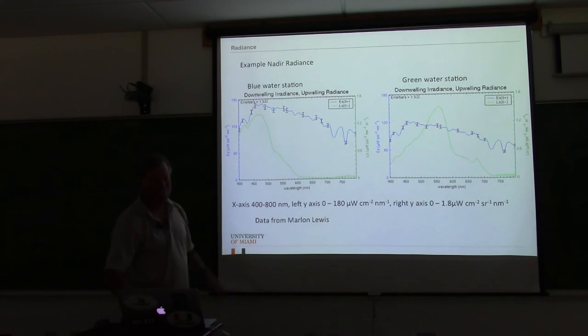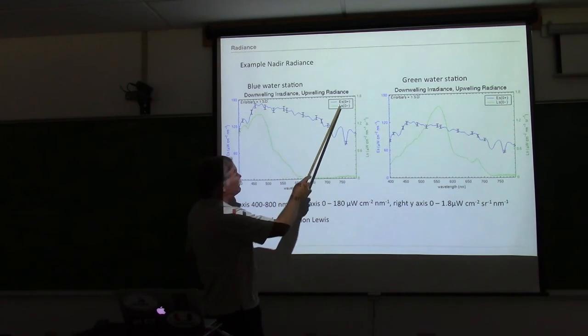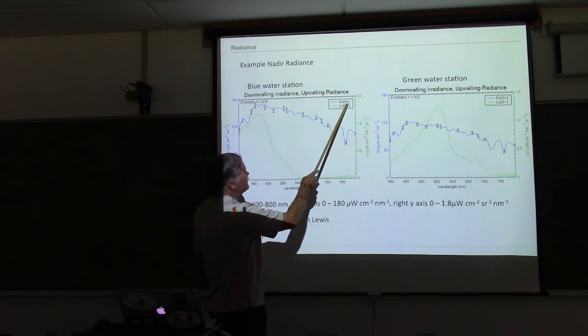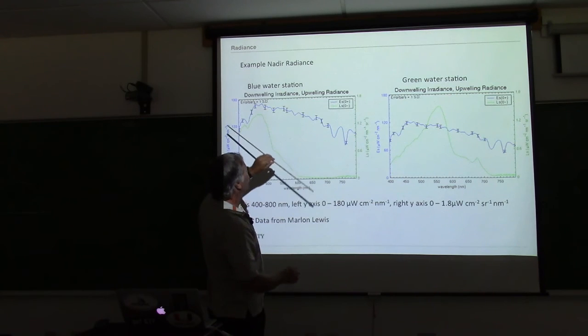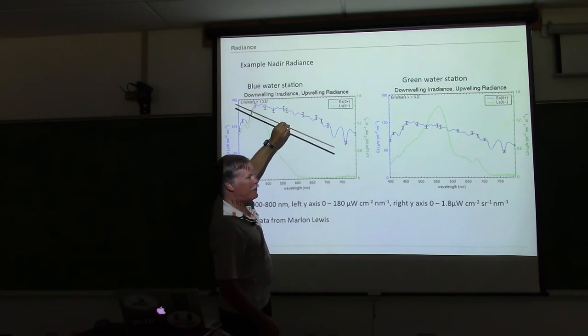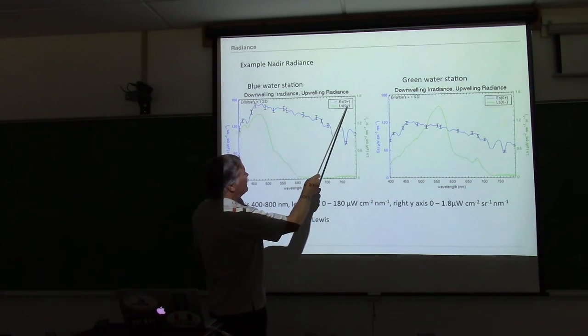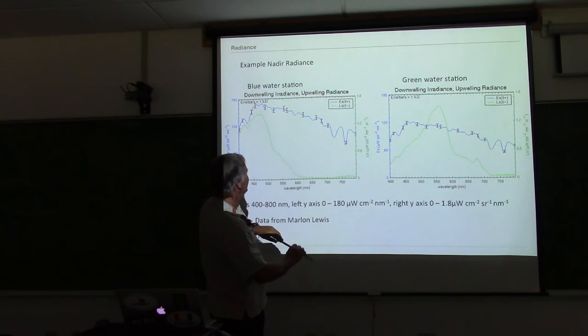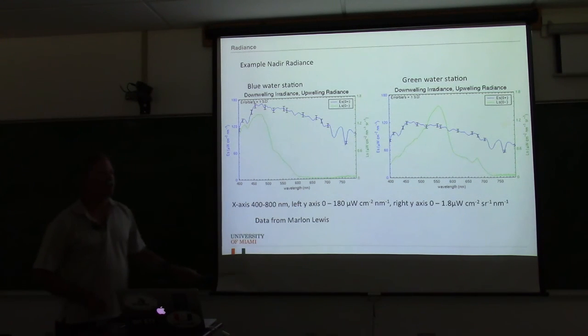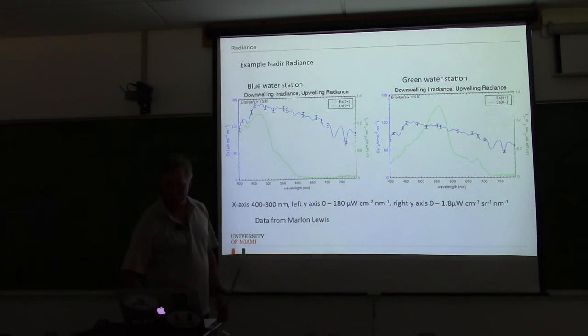Is that from depth or is that above? This is, okay, so these symbols here, ES0 plus, that's the downwelling sky irradiance right above the surface. And LS0 minus means it's the upwelling radiance just below the surface. Okay, it has not been transformed through the surface.